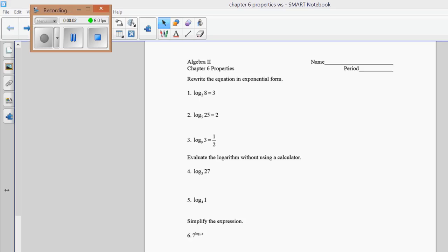Hey guys, here's your review for your test on the foldable. The test is truly over the properties of logarithms and our exponentials. And so here we go.